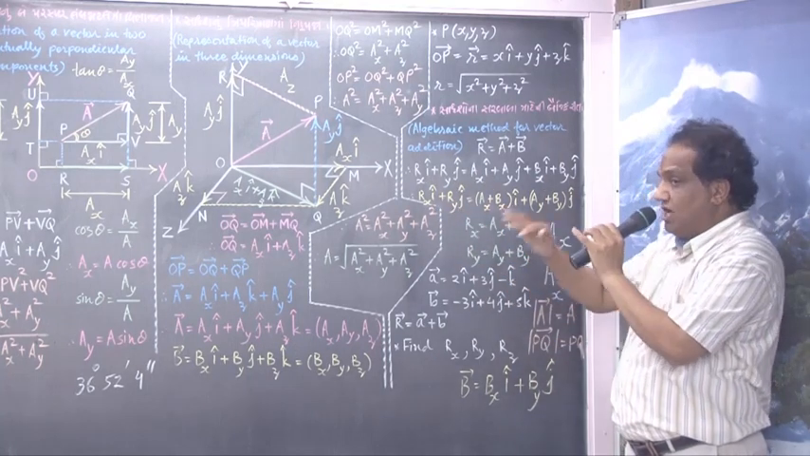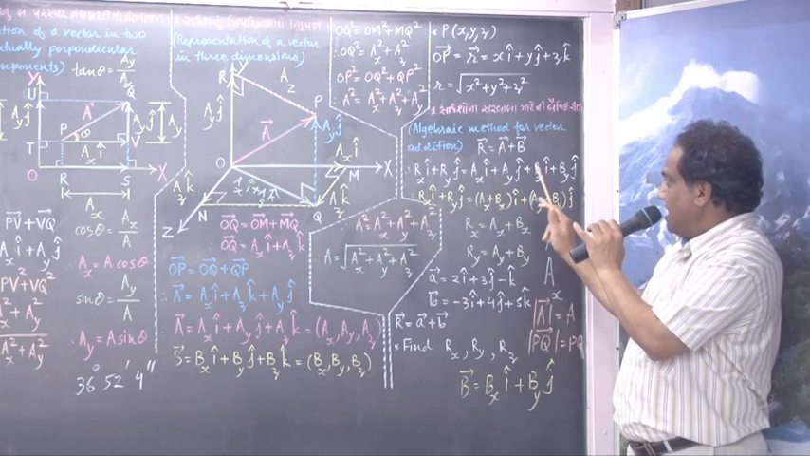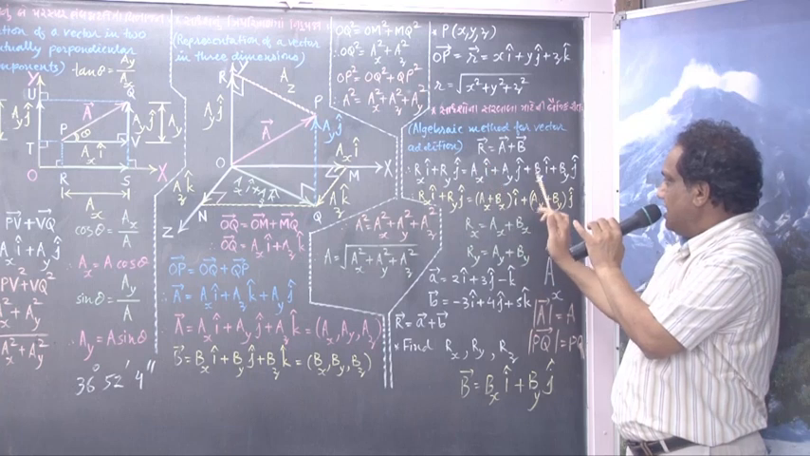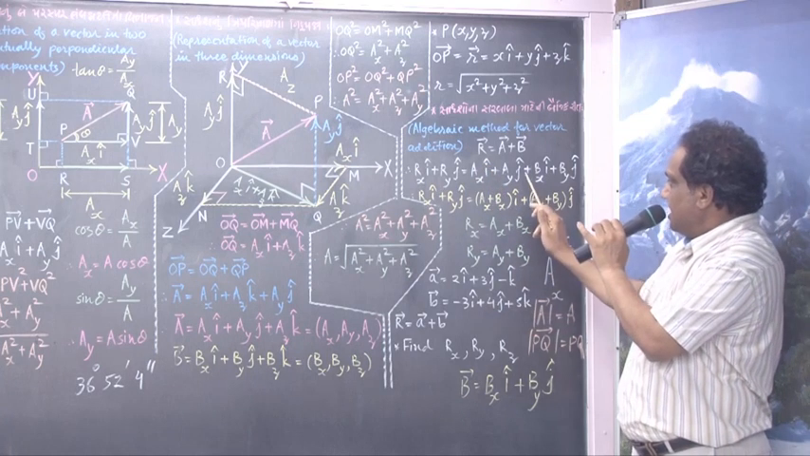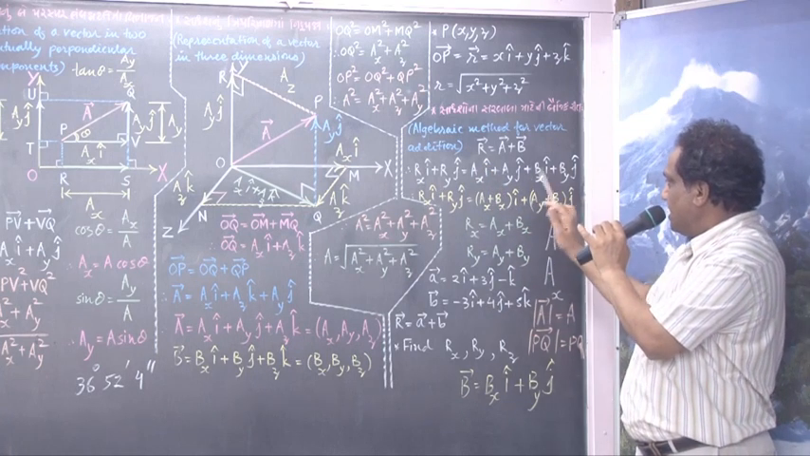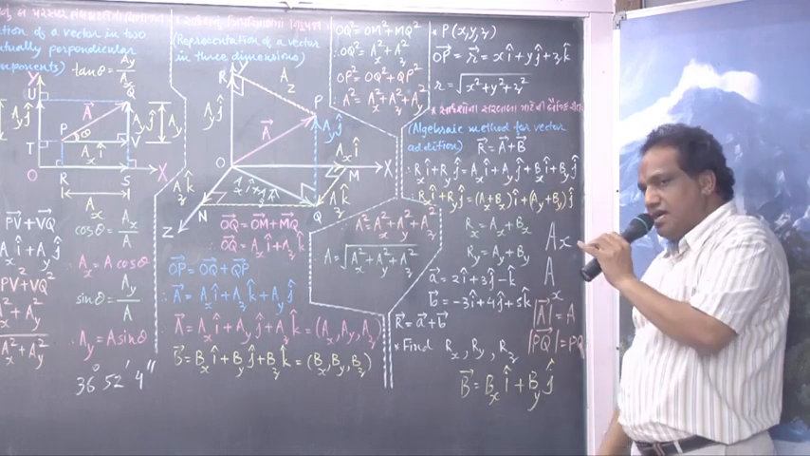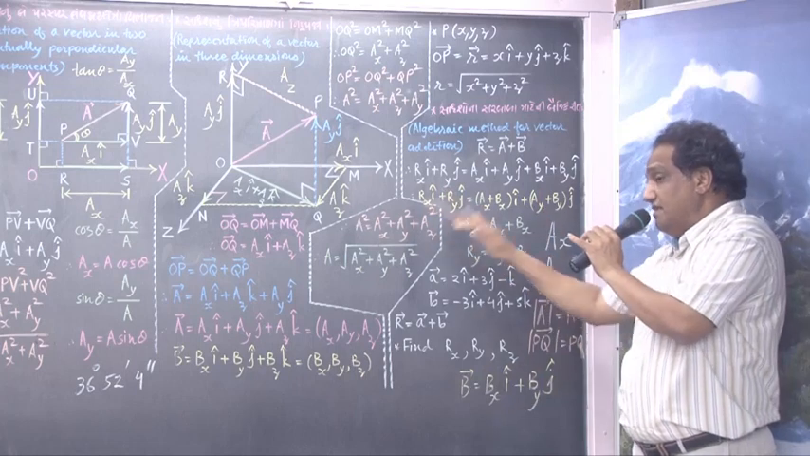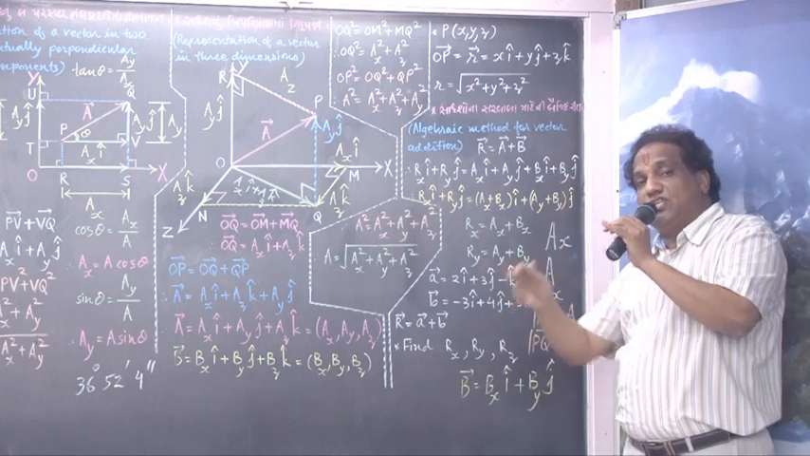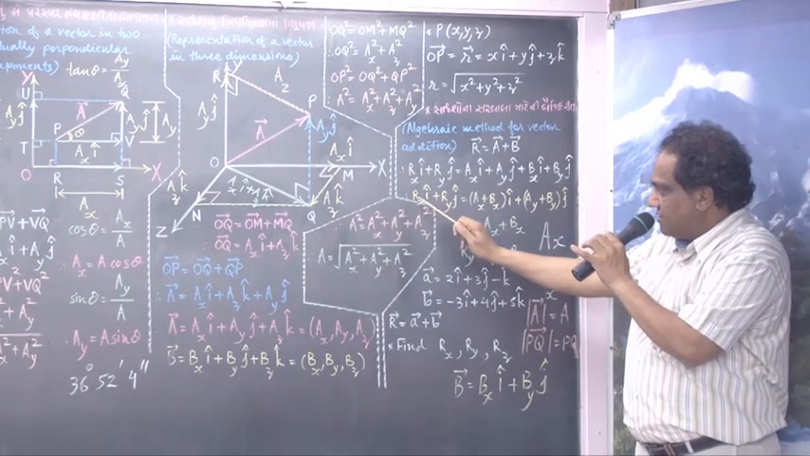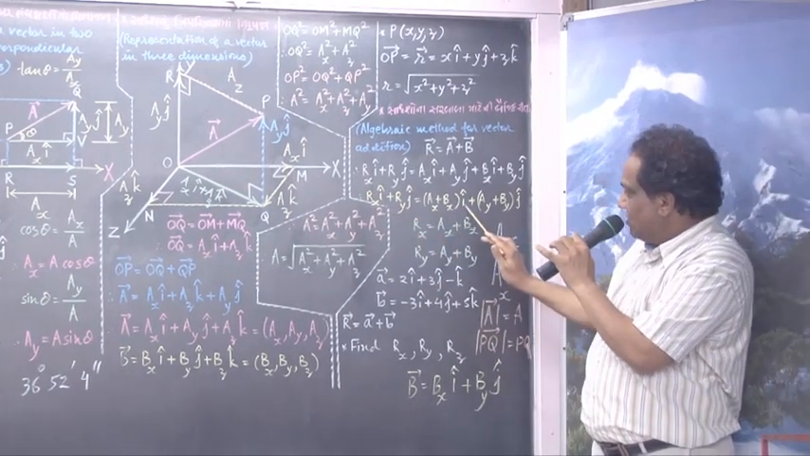Now left hand side as it is. But on the right hand side, I just take I hat common from these 2 terms, then inside the bracket ax plus bx into I hat. J hat is taken common from these 2 terms, inside the bracket ay plus by. Now tell me, compare the left hand side and right hand side, the coefficients of I hat and j hat. What is the coefficient of I hat here? Rx.